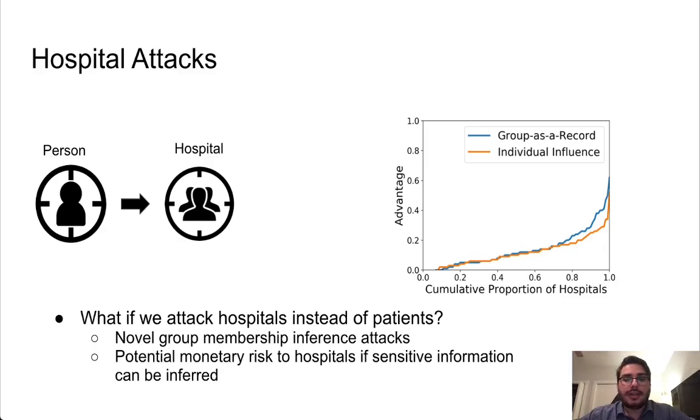As I mentioned earlier, in this situation, if the hospital is identified as belonging to the group that may have possibly discriminated against Native Americans, this could represent a massive loss of trust and even monetary value for that hospital. For this reason, we believe that these kinds of attacks need to be considered in future research.